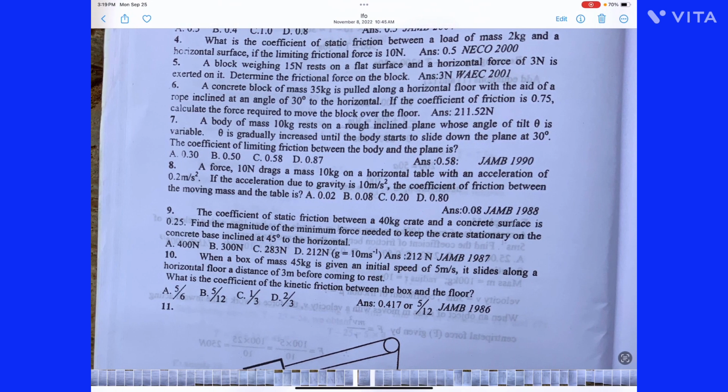Let's go to question 7 now. Sorry about my arrangement. I think I started from that number before going back to number 1. Number 7 says, a body of mass 10 kg rests on a rough inclined plane whose angle of tilt, theta, is variable. Now, theta is gradually increased until the body starts to slide down the plane at 30 degrees. The coefficient of limiting friction between the body and the plane is what? Now, 10 kg, theta 30 degrees.